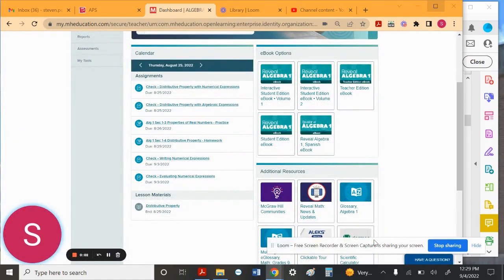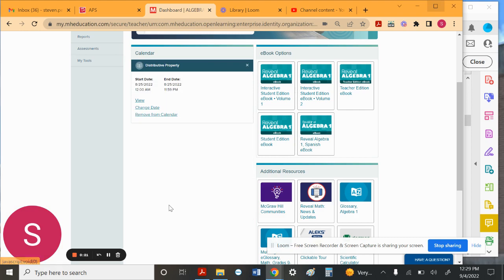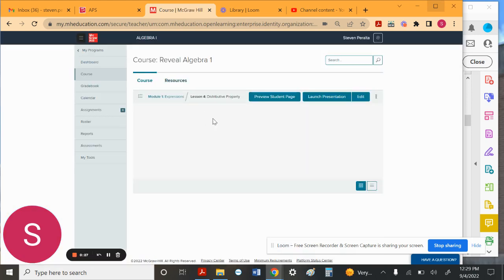Let's move on to the next section, which is 1.4, the distributive property, and that was given to the classes around this time, Thursday and Friday, August 25th and August 26th. If you go over to the calendar on either of those days, you can look at the presentation. You can just click on it and view it. You can't change the date or remove it. Only I can do that, but you can see what happens here.